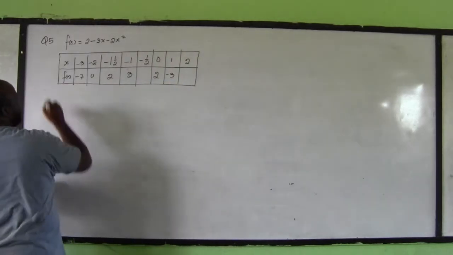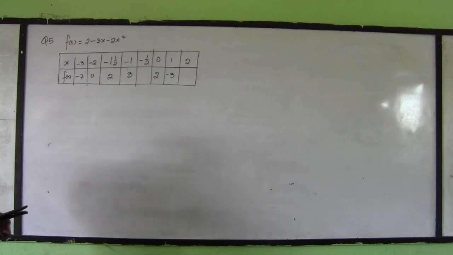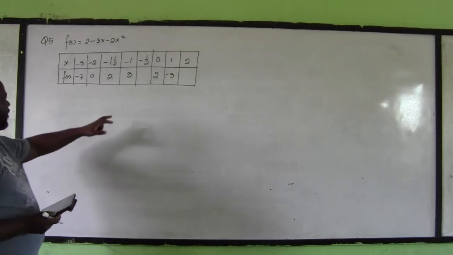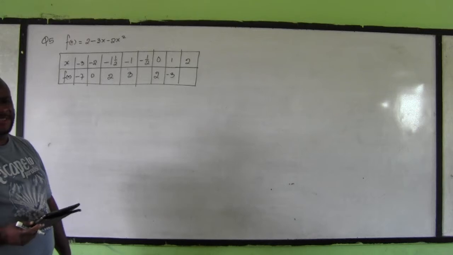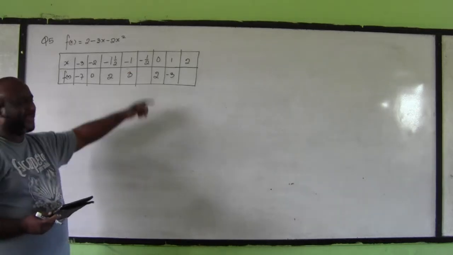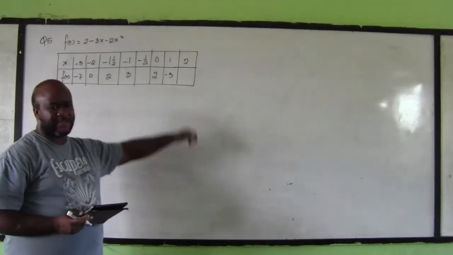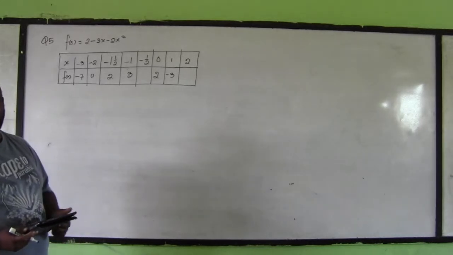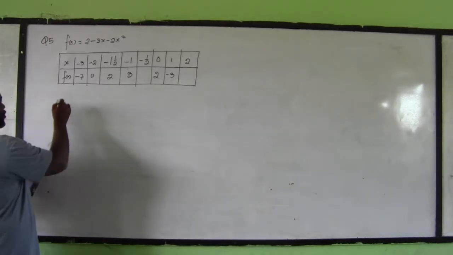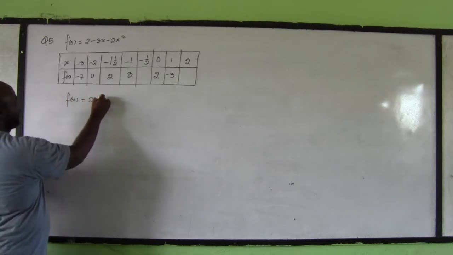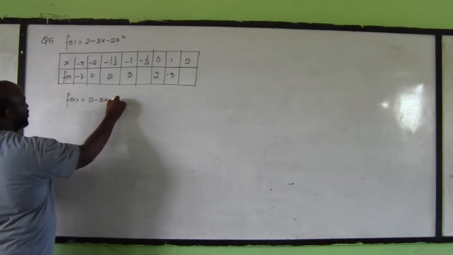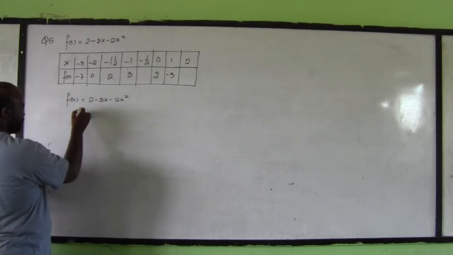The first thing we're asked to do is copy and complete the table of values. Two of the values of f of x are missing: when x is minus a half, and when x is 2. To find that, we have to use the equation. So we have f of x is equal to 2 minus 3x minus 2x squared.